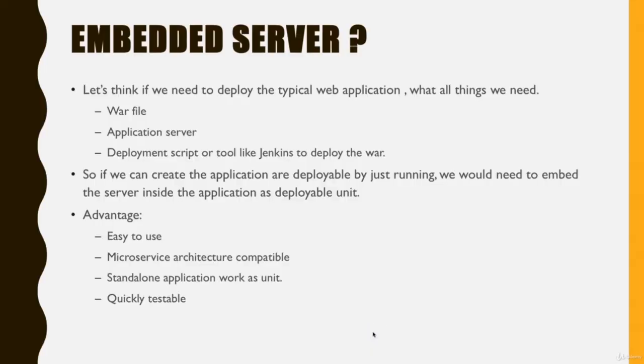So let's think about, if we don't have an embedded server, what we have to do exactly. We need to create a web application in the format of a WAR file, and then we have to have application servers, Tomcat, WebLogic, Glassfish, all those web servers. Then we have to deploy that WAR file. Now for deployment, either I can use scripting or I can use Jenkins to deploy the WAR file. So there are multiple processes.